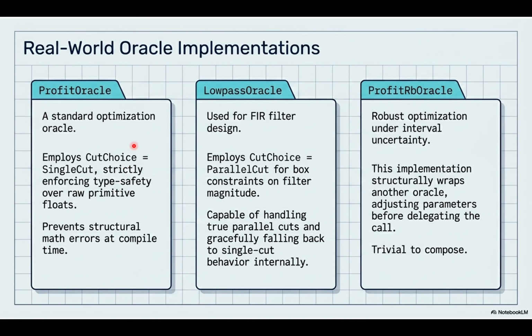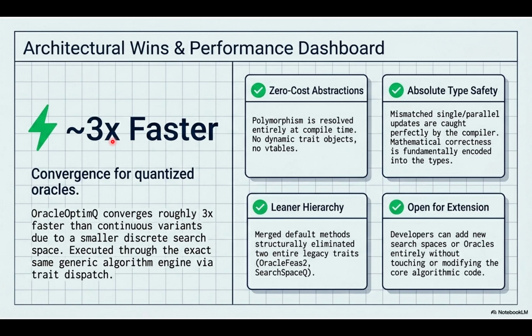What about execution speed? You mentioned the factory worker moving at maximum speed without the manual. The benchmark in the presentation is striking. The quantized profit oracle queue converges about 3 times faster in iterations than the continuous variant. 3 times? Why such a massive jump? It goes back to the physical space. Because the discrete search space only looks at whole numbers, the total physical area it has to search is dramatically smaller than a continuous space that has infinite decimals. Oh, that makes sense. But the amazing part isn't just the math, it's that the exact same algorithm engine adapts to this smaller space automatically because of the trait dispatch. No core code had to be rewritten to get a 3x speedup.